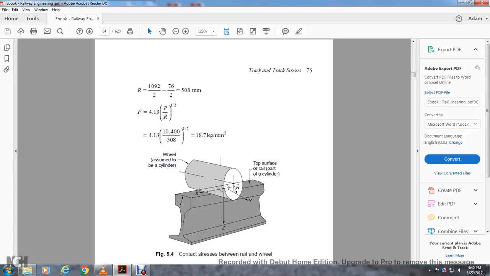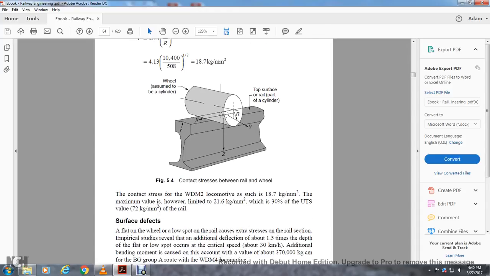Figure 5.4 shows the contact stress relation and the formula we just talked about, with the wheel assumed to be at the center of the top surface of the rail, the part of the cylinder with axes X, Y, and Z, and R. The contact stress for the WDM2 locomotive is 18.7 kilograms per millimeter squared. This maximum value, however, is limited to 21.6 kilograms per millimeter squared, which is 30% of the UTS value of 72 kilograms per millimeter squared of the rail.